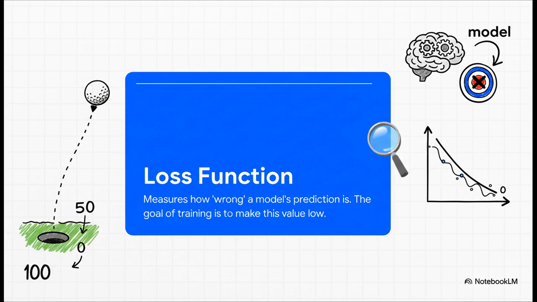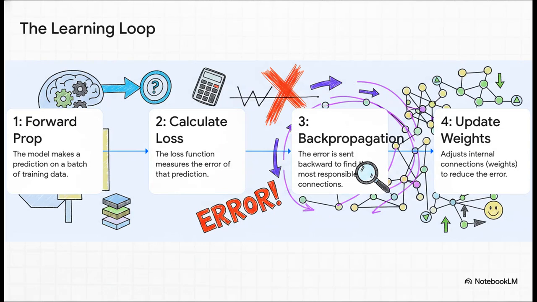You can think of it like your score in golf. You want that number to be as low as possible. The entire goal of training is to get that loss score down, as close to zero as it can possibly get. And that process happens in this constant four-step loop. First, the model makes a guess. We call that forward propagation. Second, we calculate the loss. We see how badly it messed up.